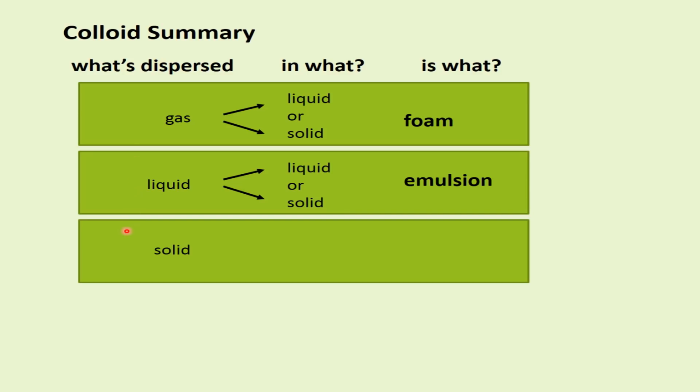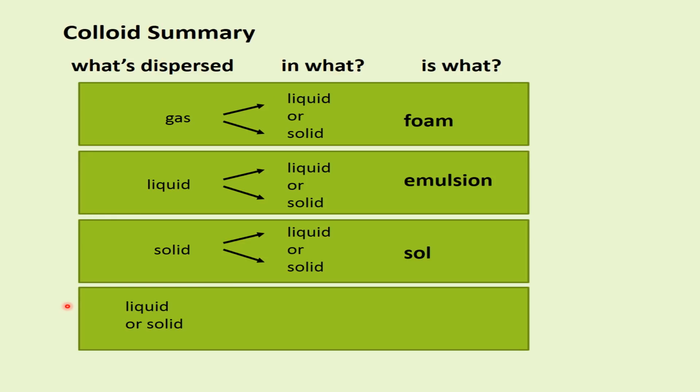Third phase of matter, we have solid, dispersed again in a liquid or solid. That is called a sol. Notice the consistency, three phases of matter, all in the same dispersing medium, liquid or solid. The fourth type of colloid is different. When a liquid or a solid is dispersed in a gas, that is referred to as an aerosol.